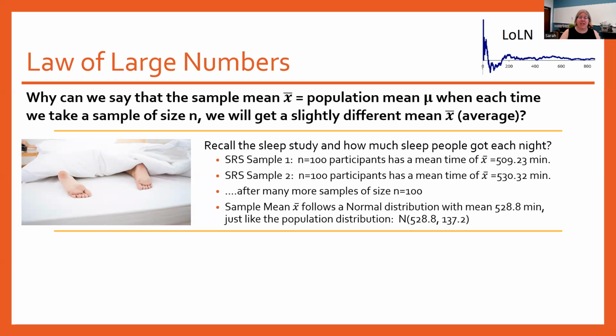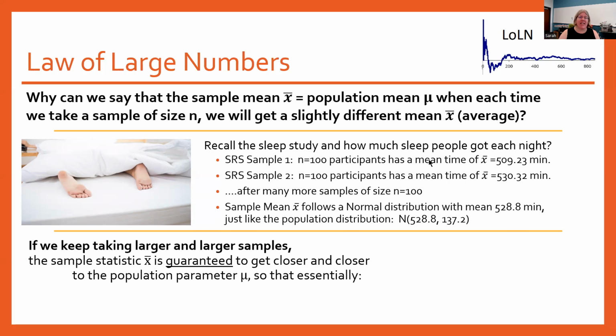And what they found is that the sample mean x bar follows a normal distribution with the same mean as the original population distribution, so 528.8 minutes. What that's illustrating for us is that if we keep taking larger and larger samples, that sample statistic, the mean x bar, is guaranteed to get closer and closer to the population mean mu, so that essentially we can replace them with each other, or we can say that x bar is equal to mu.